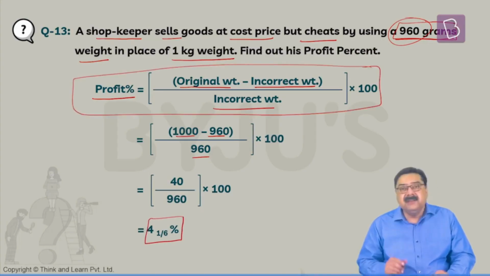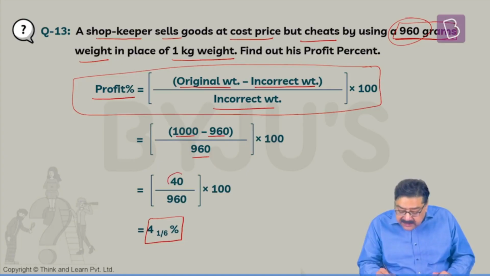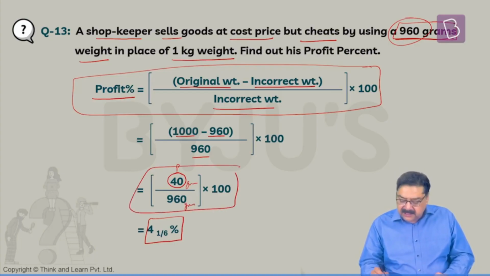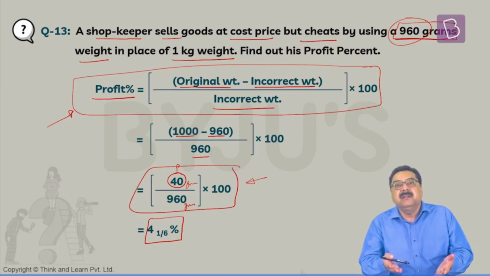Now, this is quite simple to remember, but in case you don't want to, then also it is quite simple for you to know this, that on selling every 1000 grams, he is actually selling 960 grams and claiming he's selling 1000 grams. So he is earning a profit of 40 grams on selling actually 960 grams. So 40 by 960 into 100. So even if you don't want to remember the formula, at least remember the logic. So 40 grams is what he is making as profit on selling every 960 grams and claiming that I am selling 1000 grams to you.